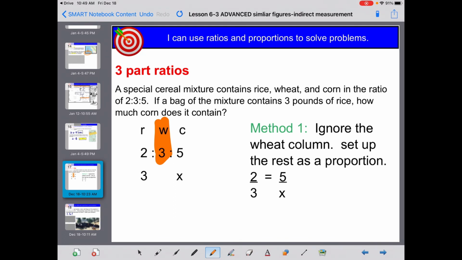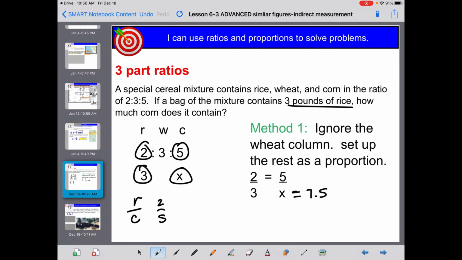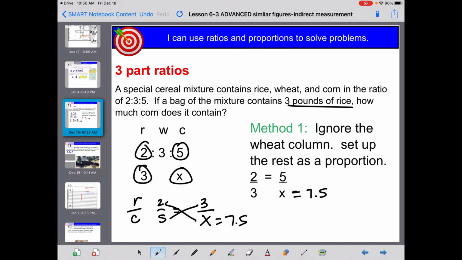And then set up a proportion of, in this case, the rice is 2 to 3 and 5 to X. See that? And solve it. And you would get 7.5. Okay? The other way to think about it is to again set up your ratio of rice to corn. Rice to corn is 2 to 5. So rice to corn in my next one, because I have 3 pounds of rice, is 3 to X. Again, 15 divided by 2 equals 7.5.